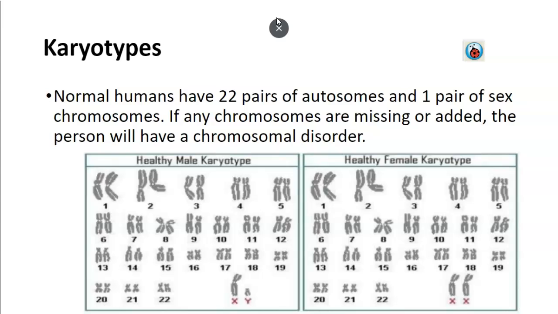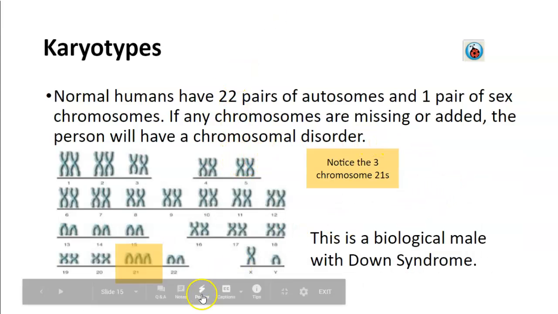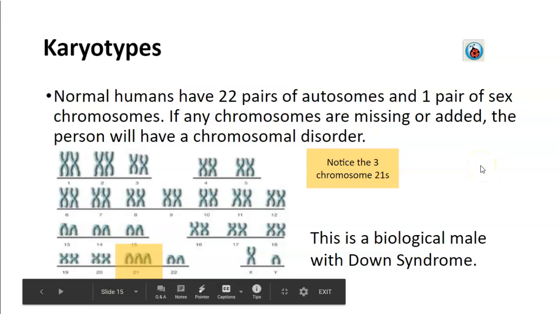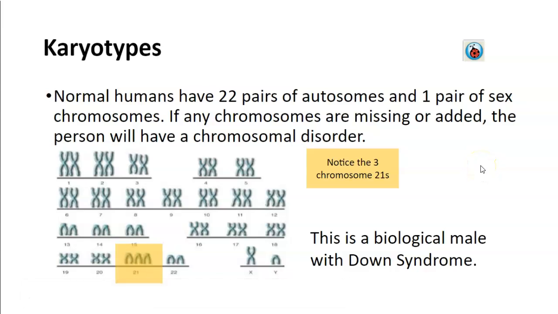Again, looking at karyotypes, normal humans have 22 pairs of autosomes and 1 pair of sex chromosomes. If any of the chromosomes are missing or added, the person will have a chromosomal disorder. So again, when we look at this karyotype, notice what's highlighted in yellow, that there are 3 number 21s. There should only be 2. So this person has 47 chromosomes, and the one that is extra is in the 21st pair. So this is a biological male. It's male because I can see that it has an X and a Y, with Down syndrome.